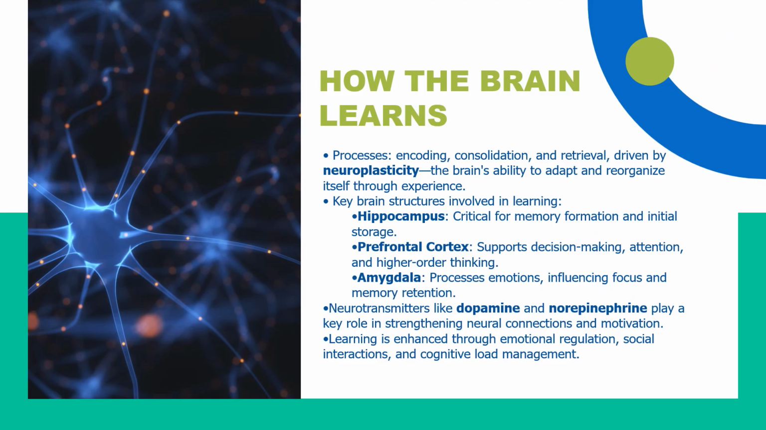It learns through interconnected processes, encoding, consolidation, and retrieval, driven by neuroplasticity, which we'll touch on later. The brain's ability to adapt and reorganize itself through experience. Key brain structures involved in learning: the hippocampus, critical for memory formation and initial storage; prefrontal cortex supports decision-making, attention, and higher order thinking; and our amygdala processes emotions, influencing focus and memory retention.